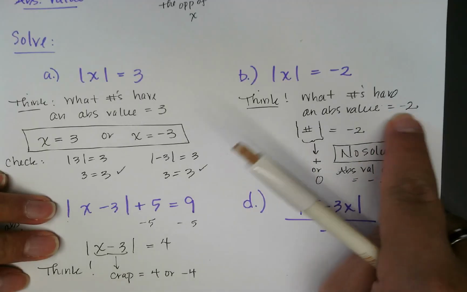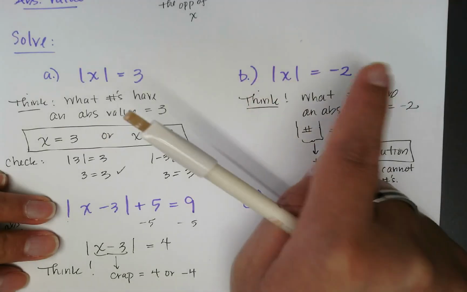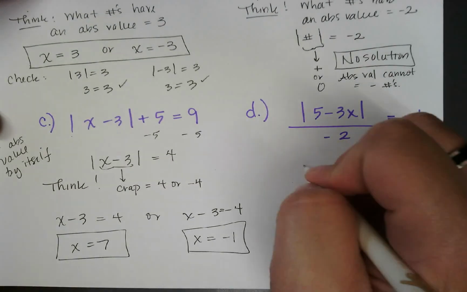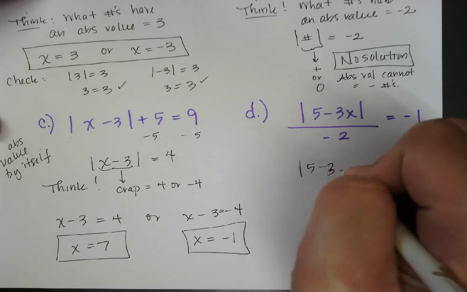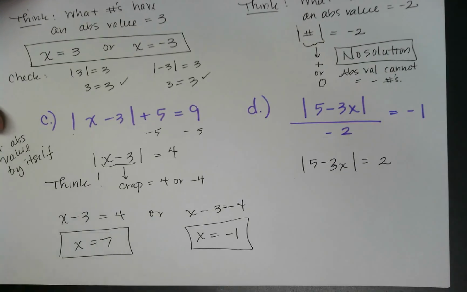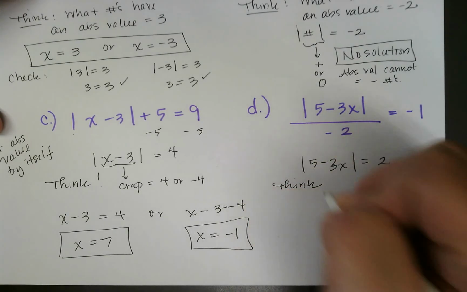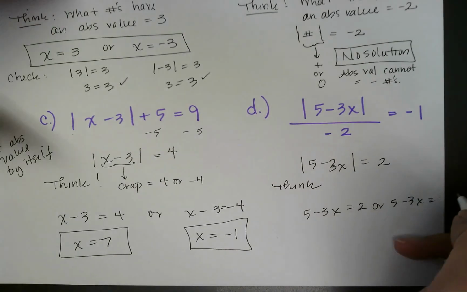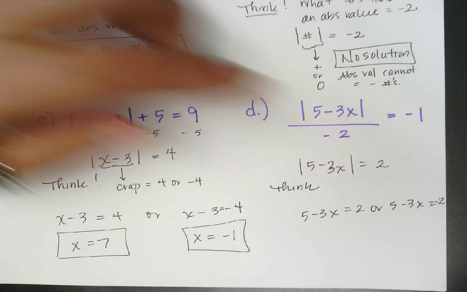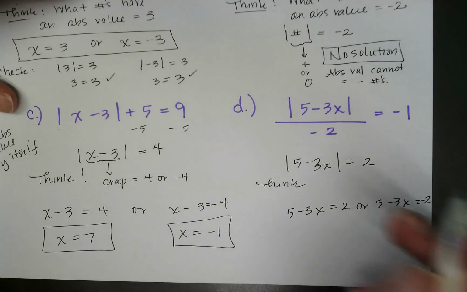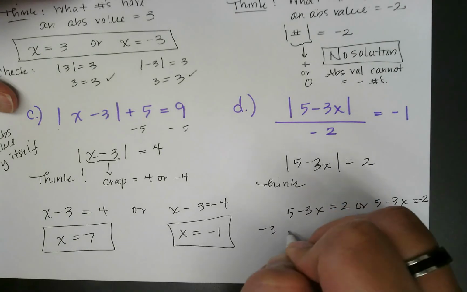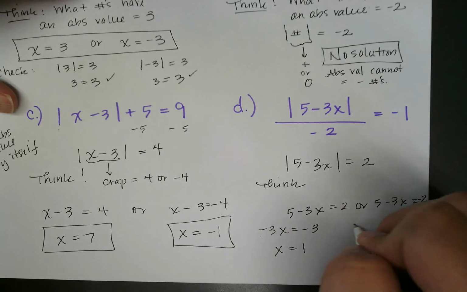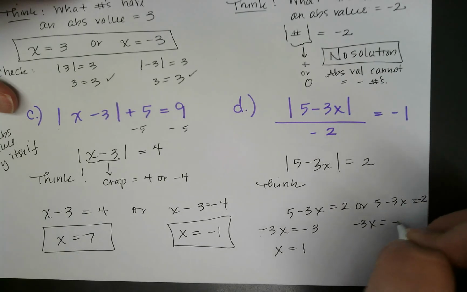Two solutions. Alright, again, get the absolute value by itself, multiply both sides by negative 2. So that becomes positive 2, and now we can think 5 minus 3x equals 2, or 5 minus 3x equals negative 2. Sorry, I'm running out of room here. So I'm going to solve this. I'm going to subtract 5 from both sides and divide by negative 3, so I get 1. Subtract 5 from both sides, I get negative 7. Divided by negative 3, I get 7/3. So two solutions.